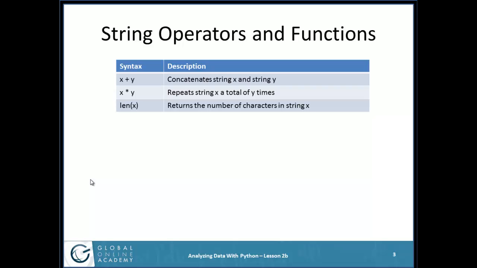x times y, if x is a string and y is a number, will take that string and repeat it y number of times. So if you had "hello" times 7, that would be the same as if you had the string hello repeated seven times. And then the built-in function len, length, with a string variable name in parentheses, gives you how many characters are in the string. So len of "hello" would return a 5.